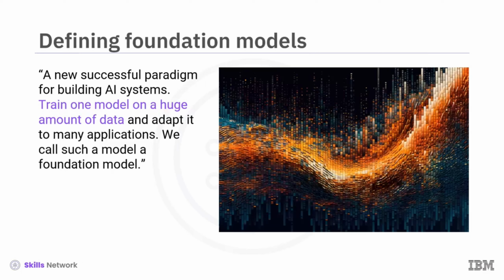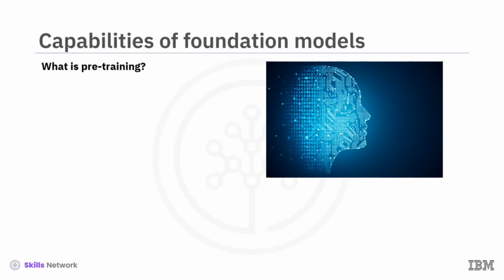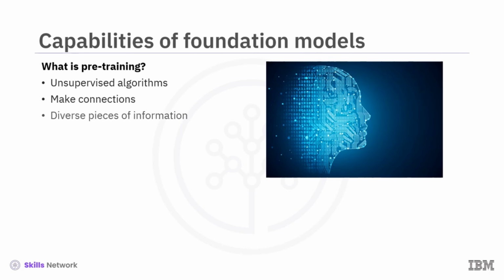The first part of this definition says, train one model on a huge amount of data. How does this work? A foundation model is a large general-purpose self-supervised model that is pre-trained on vast amounts of unlabeled data, establishing billions of parameters. Pre-training is a technique during which unsupervised algorithms are repeatedly given the liberty to make connections between diverse pieces of information.